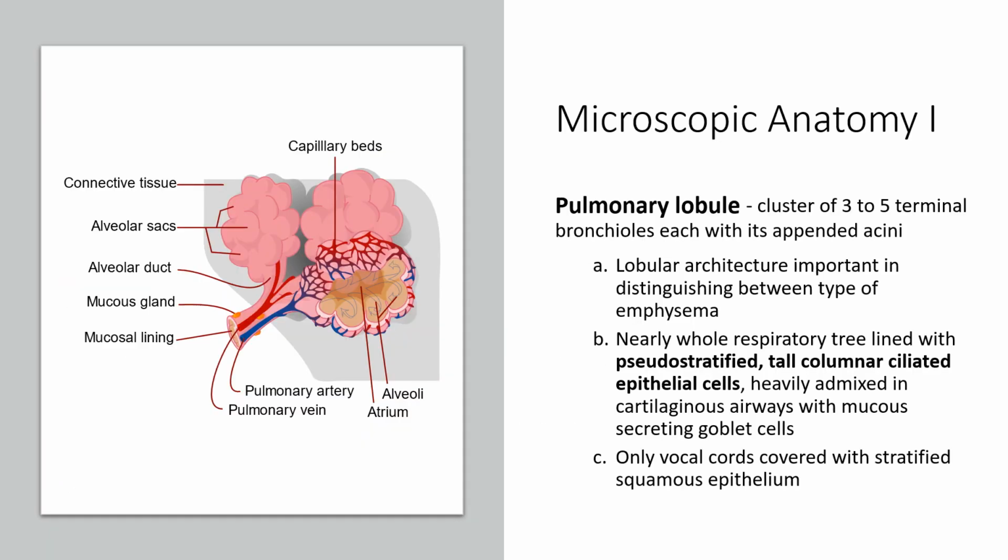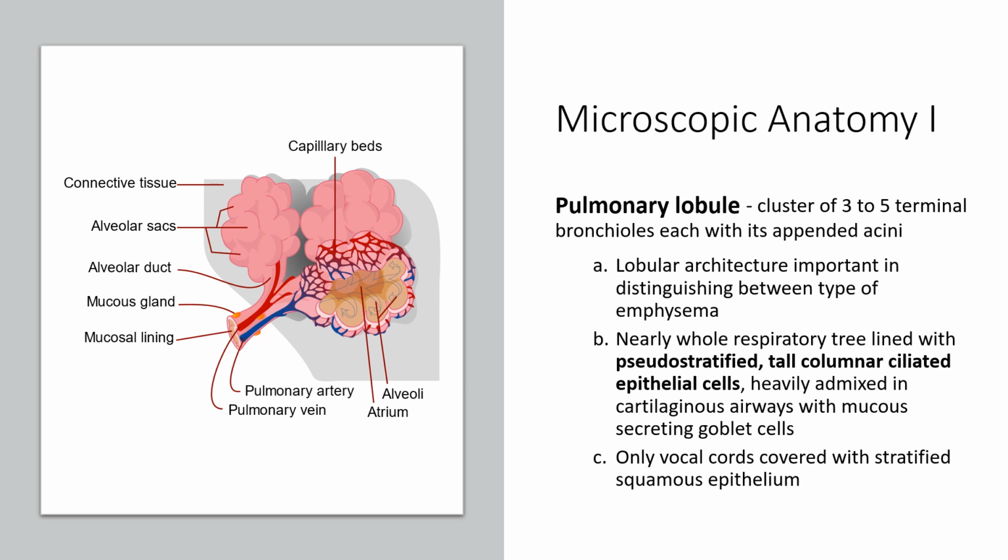Now, let's go to the histology or microscopic anatomy of the respiratory tract. First is the pulmonary lobule, which is a cluster of 3 to 5 terminal bronchioles, each with its appended acinus. The lobular architecture is important in distinguishing between types of emphysema.